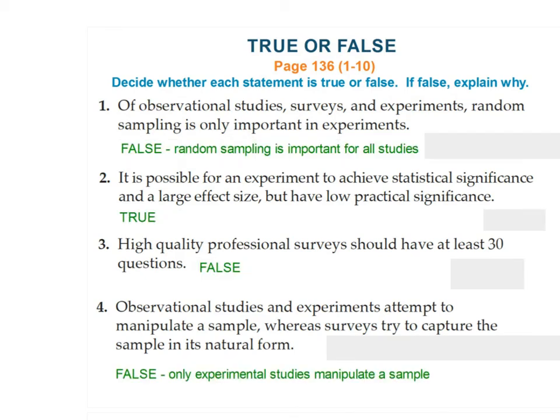All right, for number 1, that is false. Random sampling is important for all studies. For number 2, that is true. Number 3, that is false. There's really no set number on the number of questions that you should have in a survey. Number 4 is false also. Only experimental studies manipulate a sample.